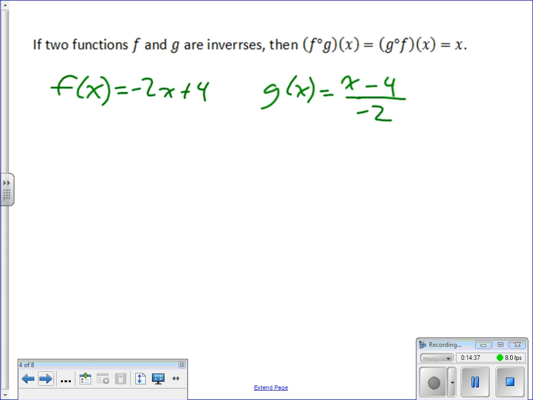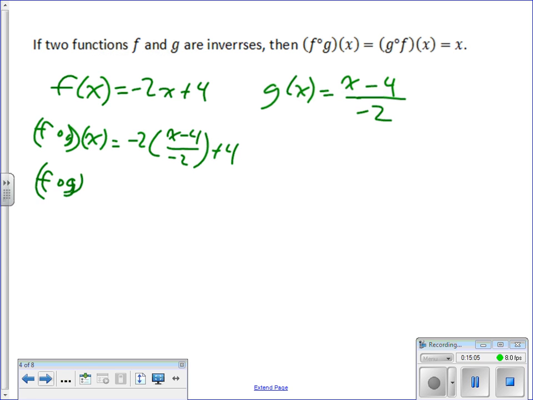To do that, I need to take the composite and show that it's equal to x. So I'll do the first one. F composed of g of x. So that's negative 2 of x minus 4 over negative 2 plus 4. Negative 2 times that, I get x minus 4 plus 4. F composed of g of x is x.